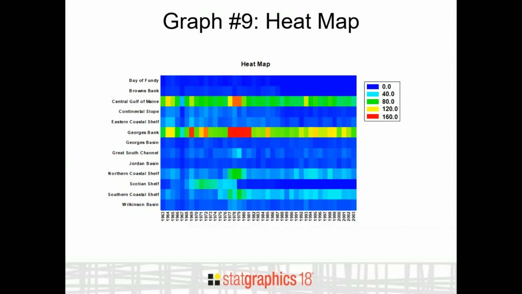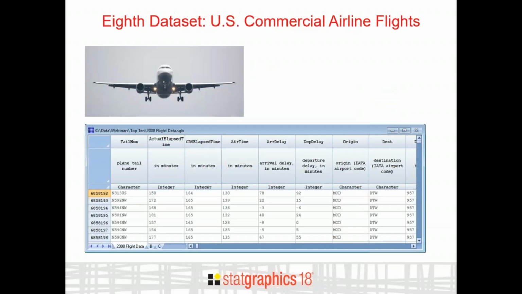A very nice graph, I think, the heat map for showing the distribution of a particular variable by category and time. Well, actually, it could be any two categories. I find it particularly effective if you look across time, but it could be any two categorical factors. Okay, that'll be graph number 9 of my top 10.